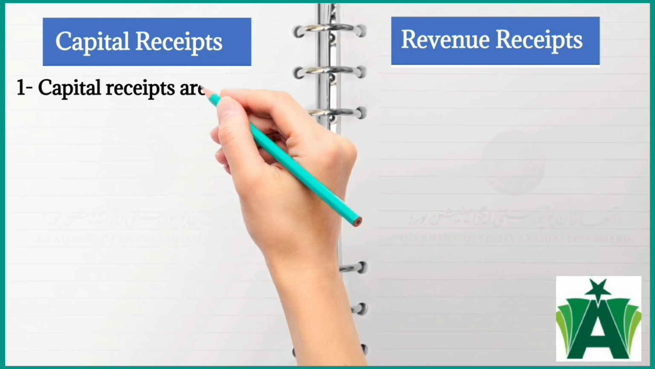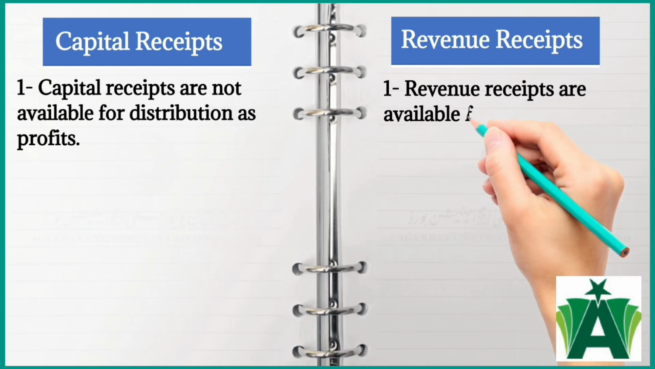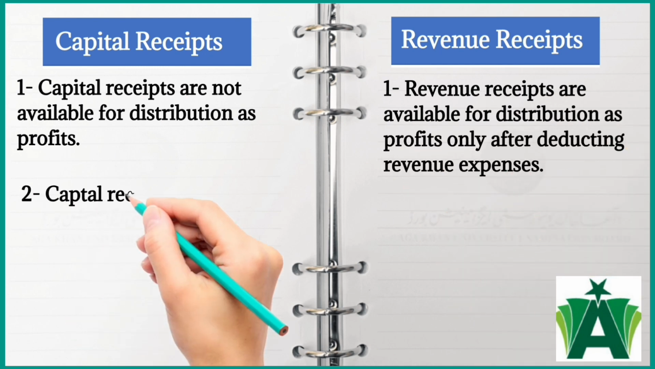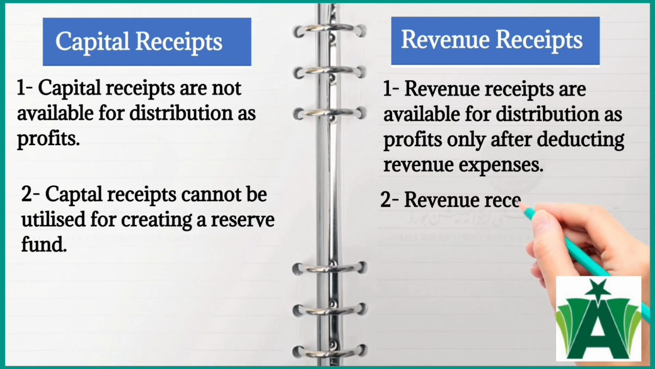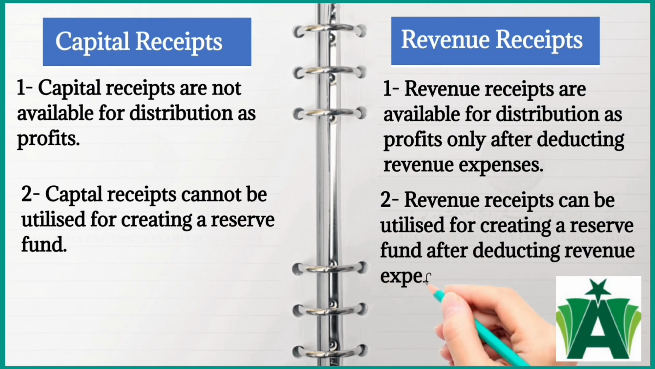Capital receipts are not available for distribution as profits. Revenue receipts are available for distribution as profits only after deducting revenue expenses. Capital receipts cannot be utilized for creating a reserve fund. Revenue receipts can be utilized for creating a reserve fund after deducting revenue expenses.